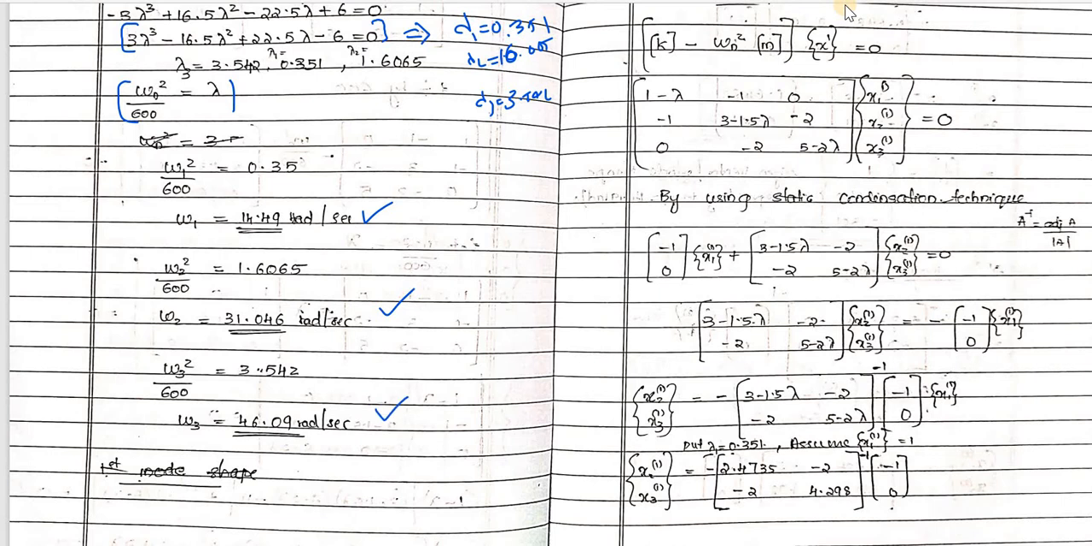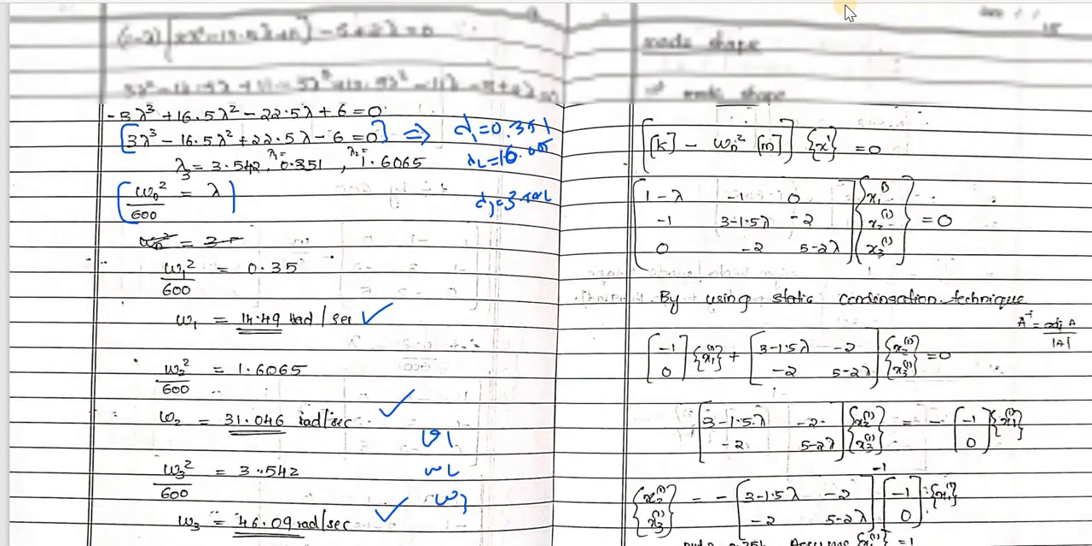So these are my natural frequencies: omega 1, omega 2 and omega 3. These are the natural frequencies I have found out. Now next one is mode shape.